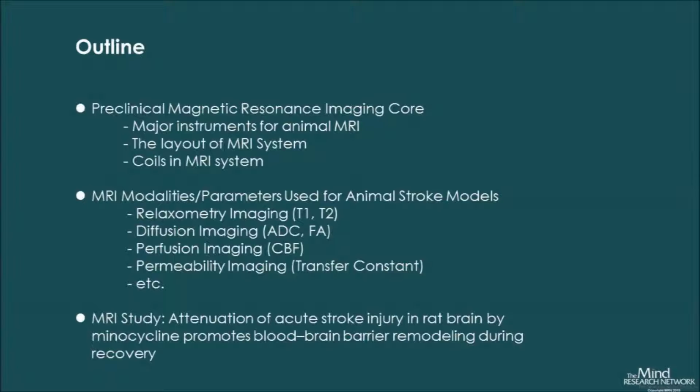Second, I'm going to present MRI modalities or parameters used for animal stroke models. As we know, the versatility of MRI gives us a huge advantage over other imaging tools to non-invasively measure either physiological or pathological information, which can be used to characterize the tissue status. So today I'm going to present relaxometry imaging, diffusion imaging, perfusion imaging, and permeability imaging.